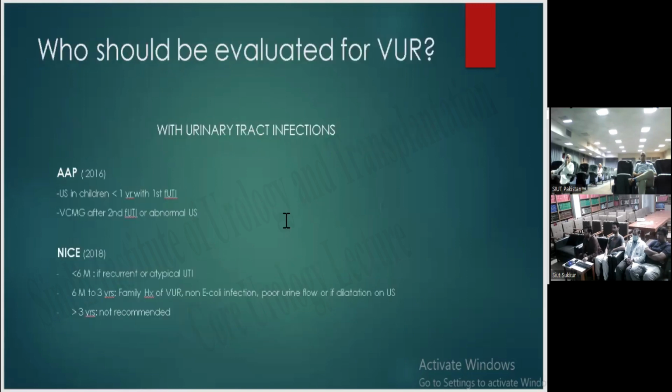Who should be evaluated for VUR? Patients with urinary tract infections. American Academy of Pediatrics 2016: ultrasound in children less than 1 year with first febrile UTI, and voiding cystourethrogram after a second febrile UTI or abnormal ultrasound. NICE recommendation: age less than 6 months if recurrent or atypical UTI, and 6 months to 3 years with family history of VUR, non-E. coli infection, poor urine flow, or dilatation on ultrasound. More than 3 years not recommended.